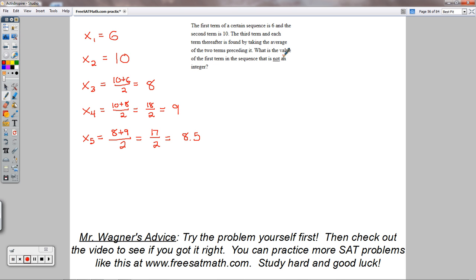And what is the value of it? That's the value of it. That is my answer right there. 8.5 is the first term in the sequence that's not an integer.